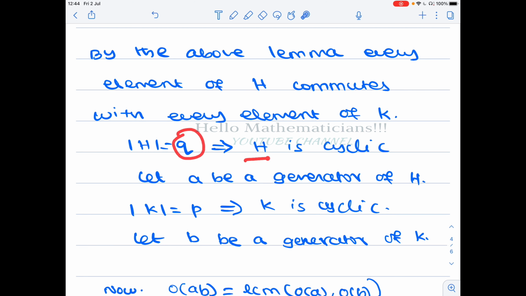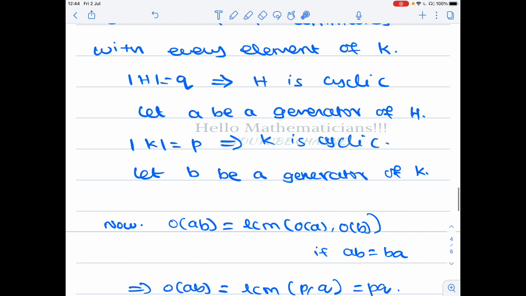Now, the order of the q Sylow subgroup is q. q is a prime, therefore it is a cyclic group. And also we take a generator a of it. So the order of a will be q because it is a generator. The order of the p Sylow subgroup is p. So it is of prime order, therefore it is cyclic. So let b be a generator of K. Very good. So the order of b will be p.